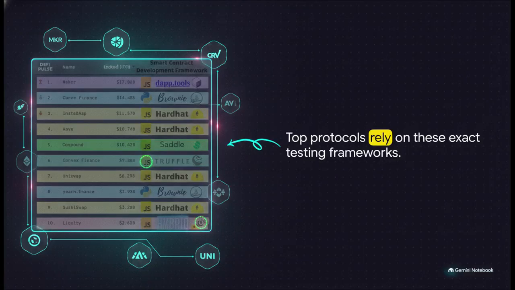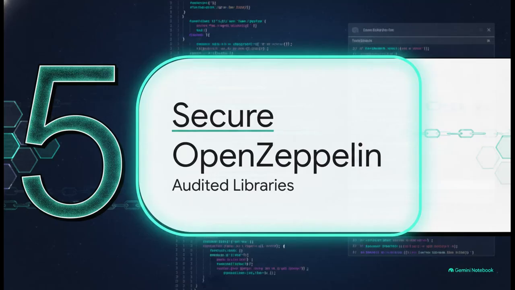And if you're wondering if these tools are truly industry standard, just take a look at these top protocols. Top-tier platforms managing massive liquidity rely entirely on these exact frameworks. Maker, Curve Finance, Aave, Uniswap, they all use Hardhat, Brownie, and dApp tools to secure billions in locked value. So, if it's good enough to secure a billion-dollar liquidity pool, it's absolutely what you should be using in your local environment. Moving right into Section 5, Securing with OpenZeppelin.